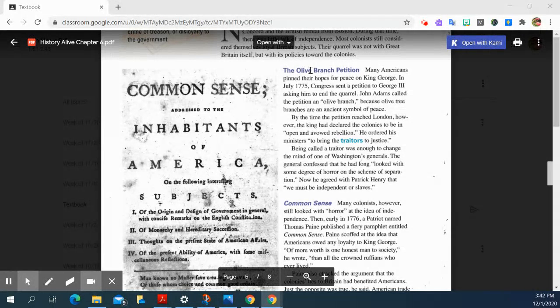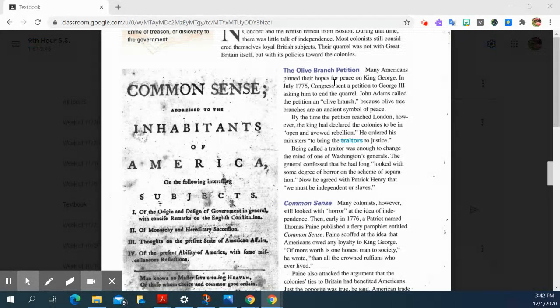This heading says the Olive Branch Petition. An olive branch is associated with peace. So when you see an olive branch, that means that people are thinking about peace. And a petition is, remember, a bunch of signatures from people requesting something. So when I look at this heading, I think, oh, so people are going to be making a petition, something to sign off on about peace. So let's read this and find out.